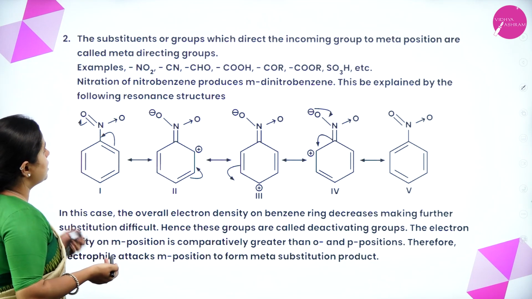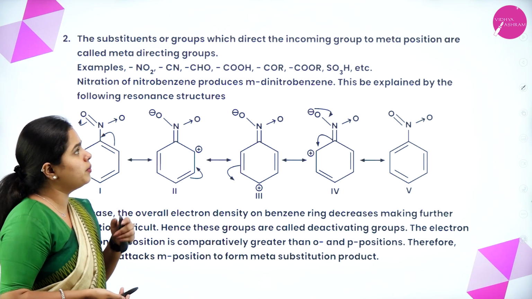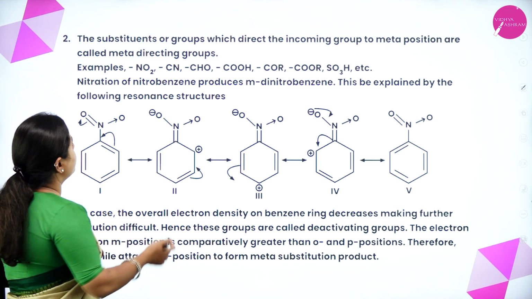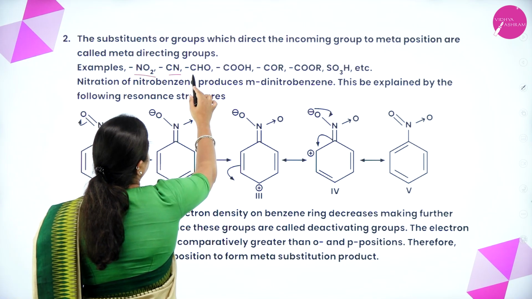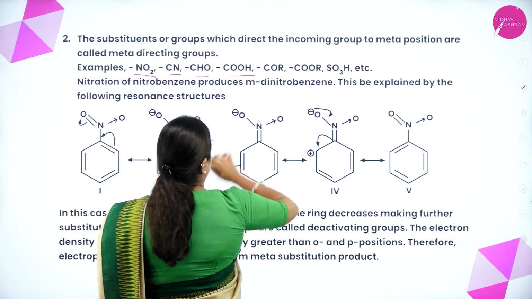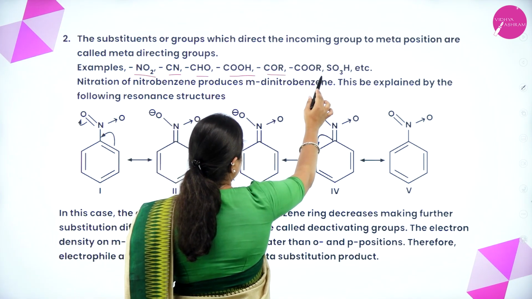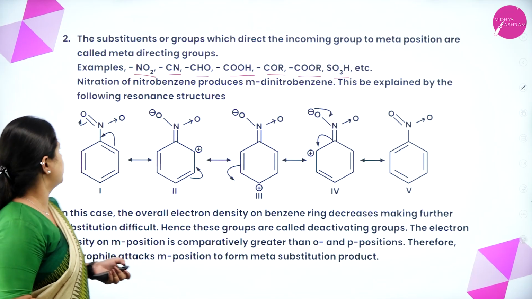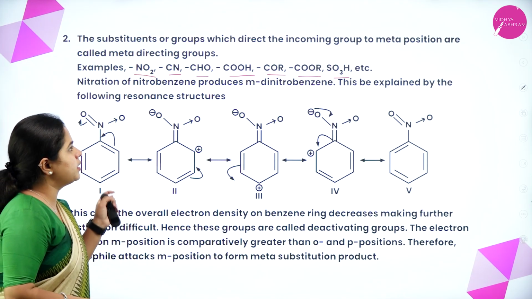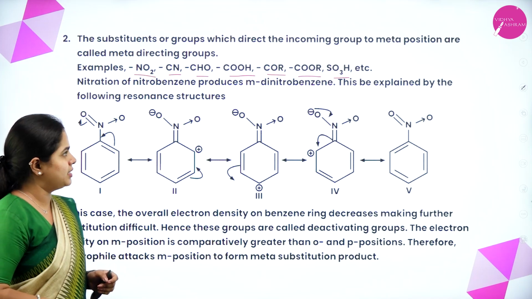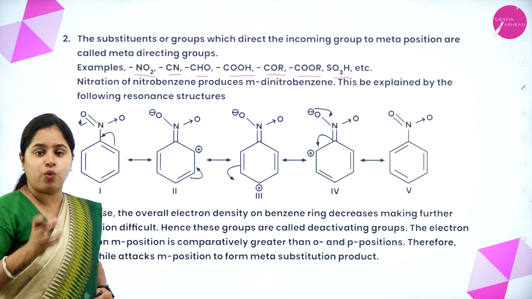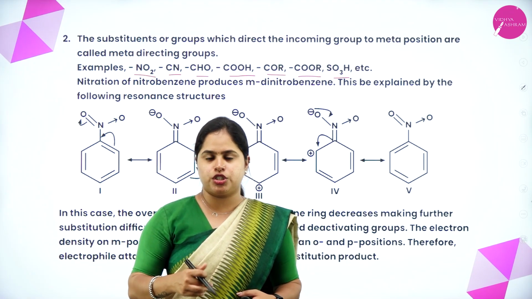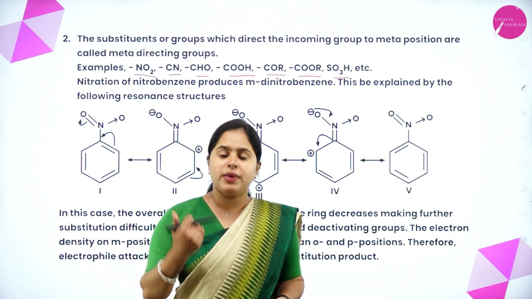Now moving on to the second type, that is the meta-directing groups, also called the deactivating groups. Let's see. The substituents or groups which direct the incoming group to meta positions are called meta-directing groups. So NO2, CN, CHO, aldehyde, carboxylic acid, ester, all these are examples of meta-directing groups. So nitration of nitrobenzene produces meta-dinitrobenzene, and again we can explain why the substitution is happening in the meta positions, or why these groups are acting as meta-directing groups.